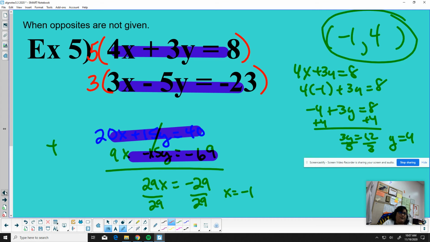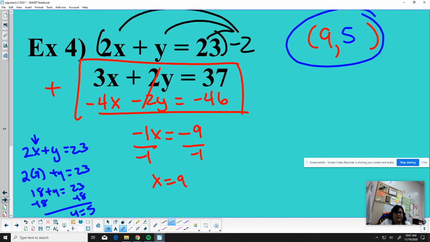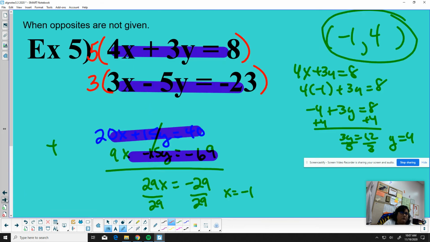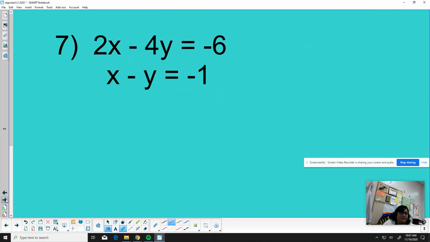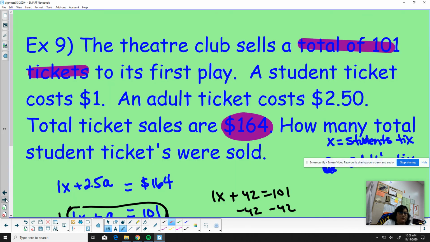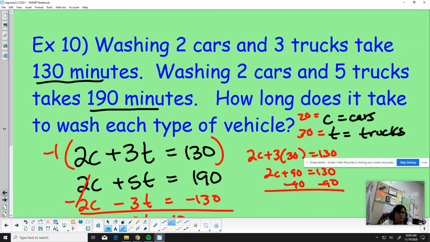If elimination is my preferred method, so if I can cross out the X's or the Y's, I'm going to do that. I think the algebra is more simple, or it just makes more sense to me. But you may like substitution better.